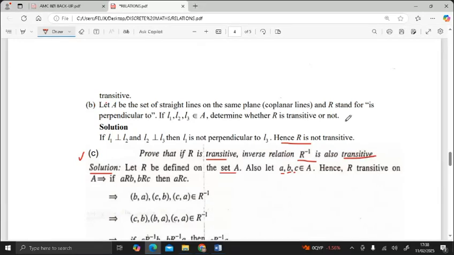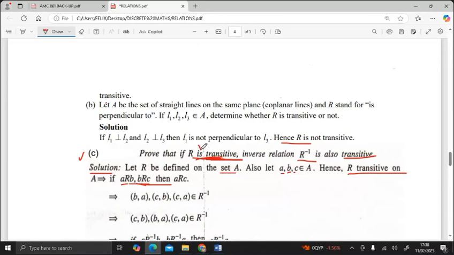Now let's go to C, another example. Here you are asked to prove that if R is transitive, the inverse relation is transitive. Look at this carefully. This one is the solution, of course, in the form of a proof. Let R be defined on the set A. If it is defined on the set A, let A, B, C, because we're talking about transitive, there is need of A.